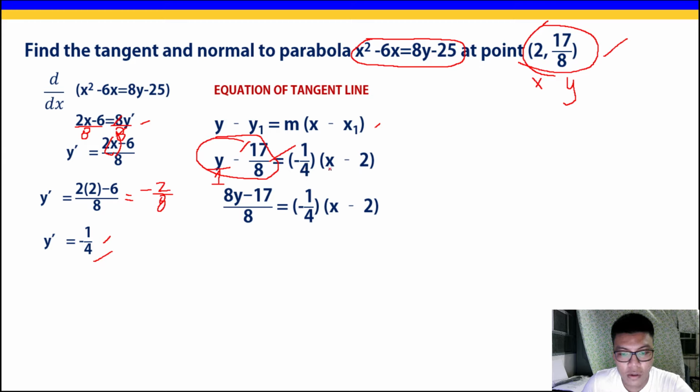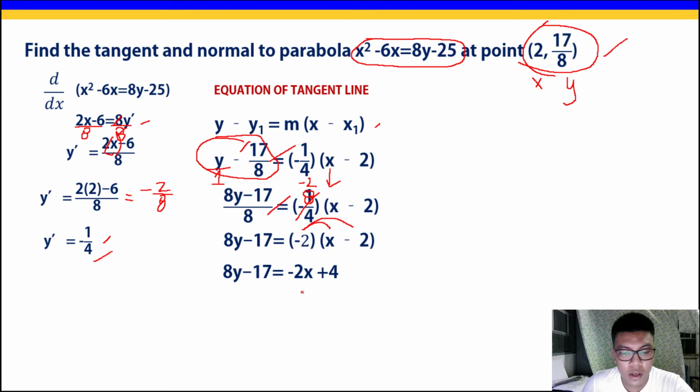So, nire-write lang yung ating nasa right side. So, madaling gawin natin, cross-multiply na, kaya ganun ginawa ko dito. So, 8, cross-multiply natin doon. So, ito magiging 8 over 4, negative 8 over 4. So, magiging negative 2 ka na lang dyan. So, we have 8y minus 17 is equal to negative 2 times x minus 2. So, distribute natin ngayon yung negative 2, we have 8y minus 17 is equal to negative 2x plus 4.